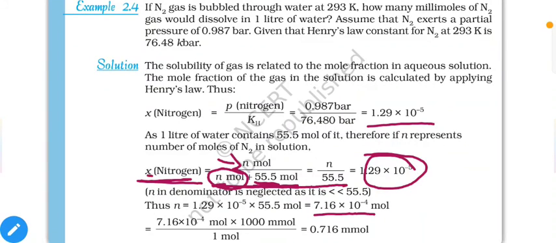Now we need it in millimoles. As mentioned in the question, what are the millimoles of nitrogen in 1 liter of water? For converting moles into millimoles, we have to multiply it by 1000. So the amount of nitrogen in terms of millimoles is 0.716.